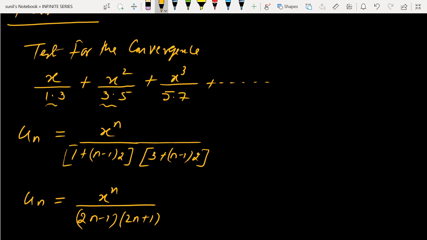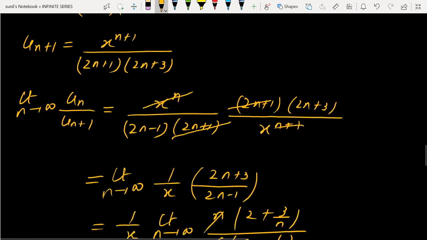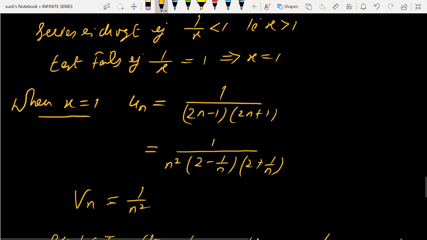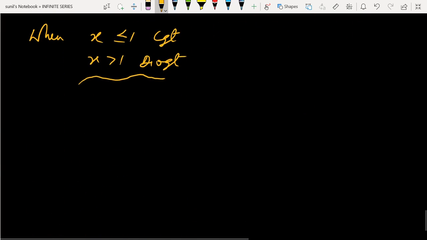Now guys, the next test we have is Cauchy's root test. Try to understand what exactly Cauchy's root test states. Cauchy's root test.